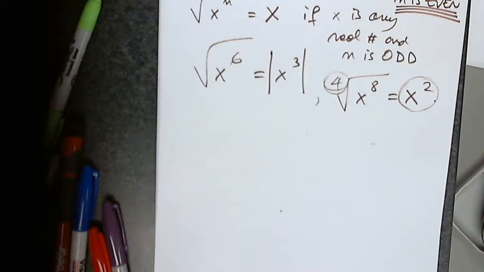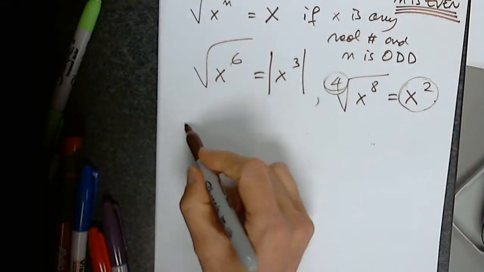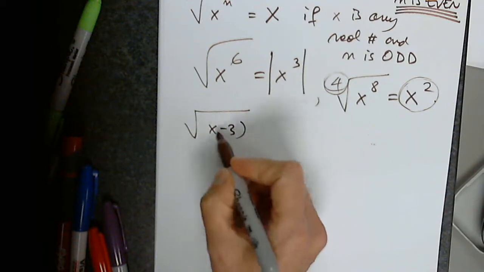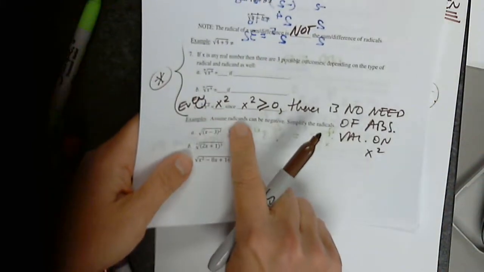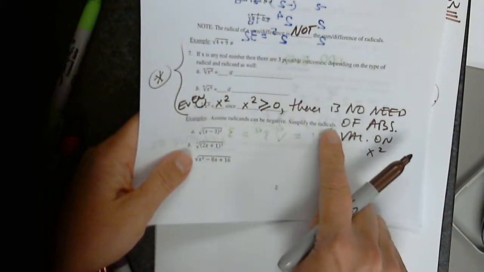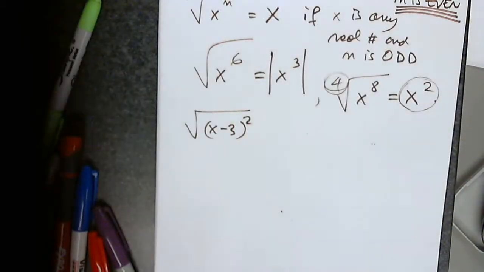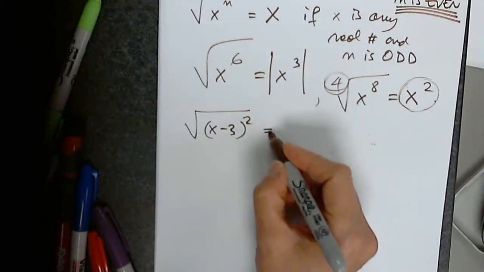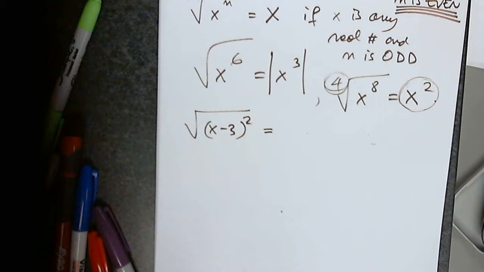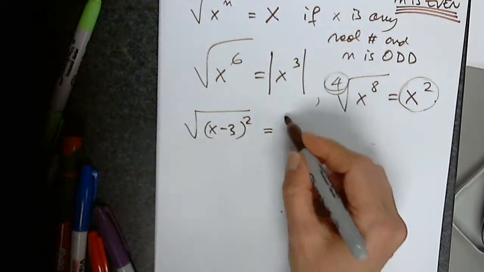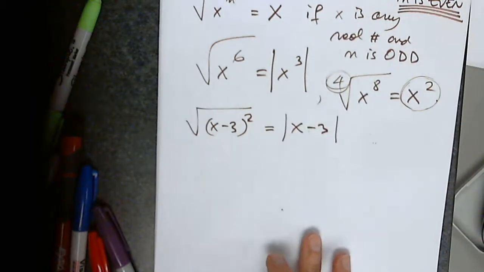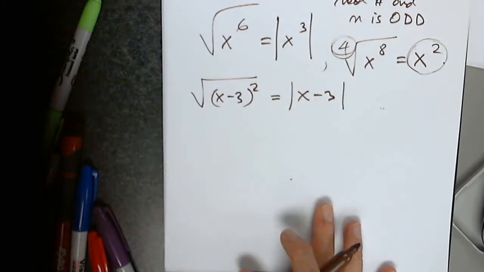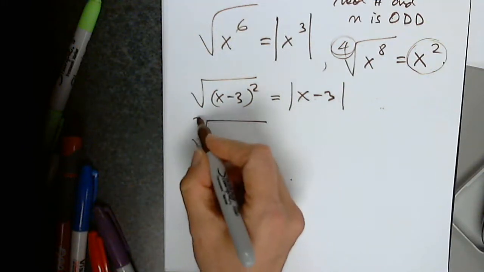What will you say about the first example? The square root of x minus 3, everything squared. We are told to assume radicands can be negative. Simplify the radicals. Absolutely. Next one. Any questions, please ask.